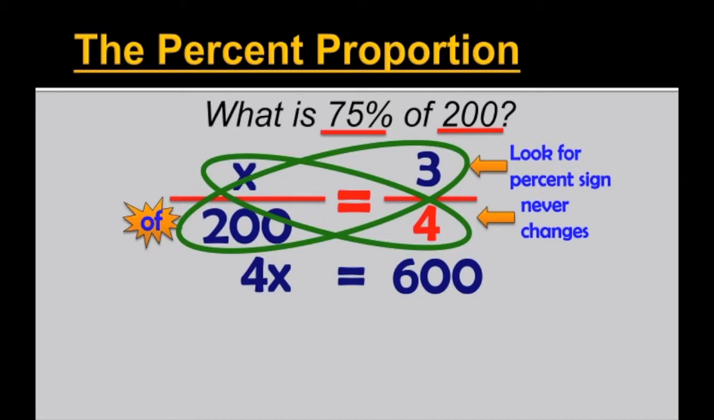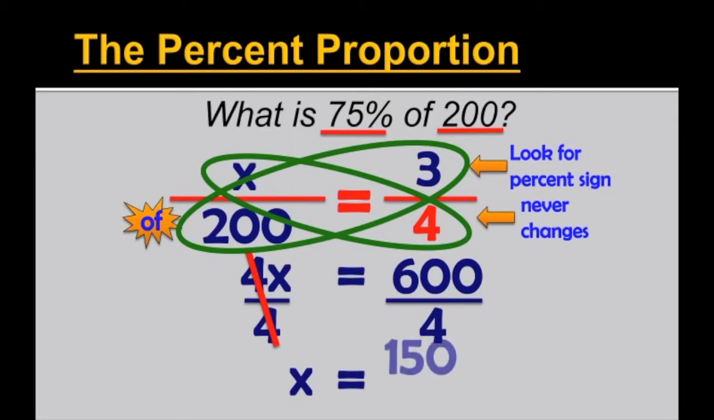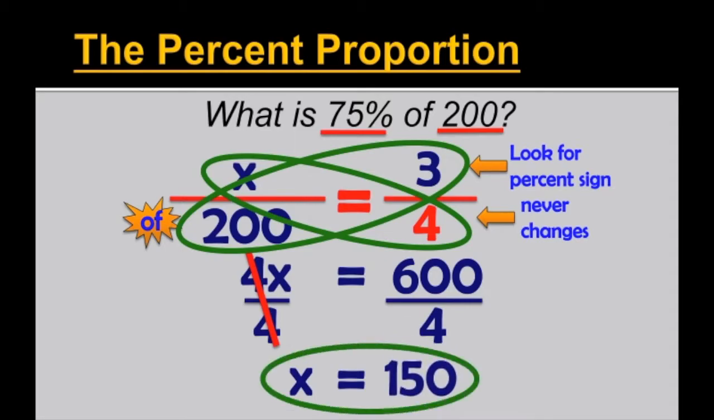The second step of solving a proportion is just to divide, and the reason why we divide is to get the variable x by itself. So in order to get x by itself, we have to cancel out the 4, so we're going to divide both sides by 4. And when we do that, the 4's cancel, and that leaves us with x. We bring down our equal sign, and then what's 600 divided by 4? Well, that's going to be 150. So our answer is x equals 150.